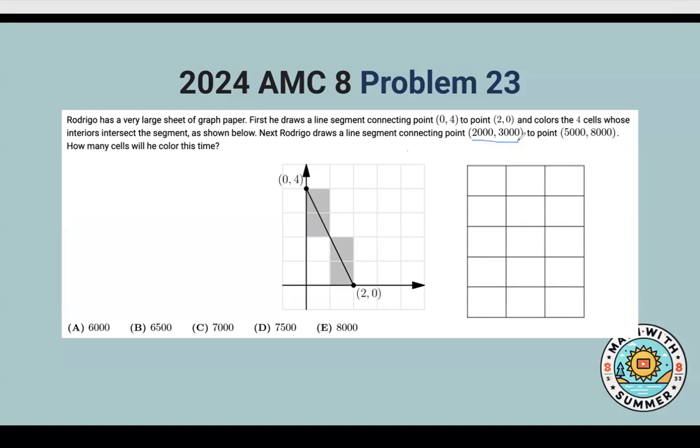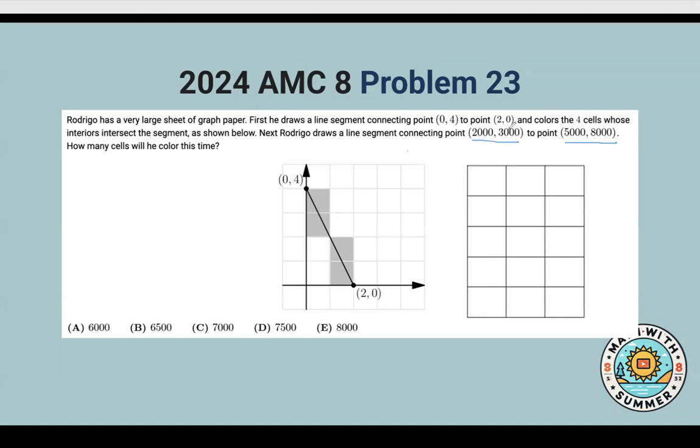So he's connecting these two points, and we want to find how many cells this line goes through. This seems like a pretty complicated problem if you haven't seen one like this before, but this is pretty common in competition math. It'll probably pop up pretty often. So I'll show you how to do this.